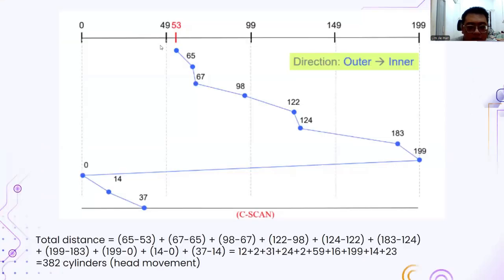As we can see, this is the visualization of the C-SCAN algorithm, and the total distance is equal to 65 minus 53 plus 67 minus 65 plus 98 minus 67 plus 122 minus 98 plus 124 minus 122 plus 183 minus 124 plus 199 minus 183 plus 199 minus 0 plus 14 minus 0 plus 37 minus 14, which equals 382 cylinders, which is the head movement.